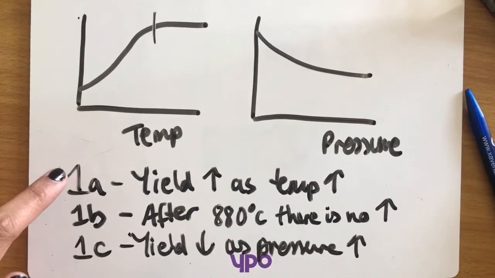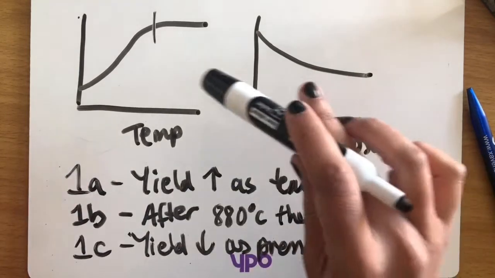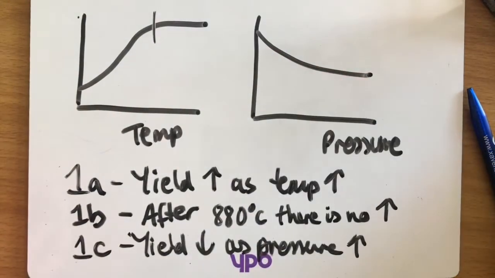A statement that the yield increases as the temperature increases, but only up to a certain point. So you're saying that it plateaus. You can look specifically at what the temperature is on that. I think it's about 880. So after 880, there is no increase. And then we're looking at the second graph here. So the yield decreases as pressure increases.